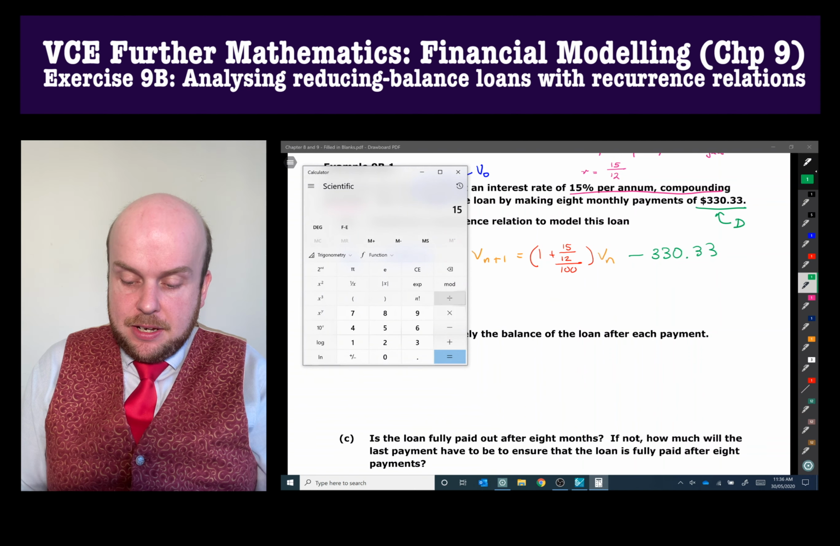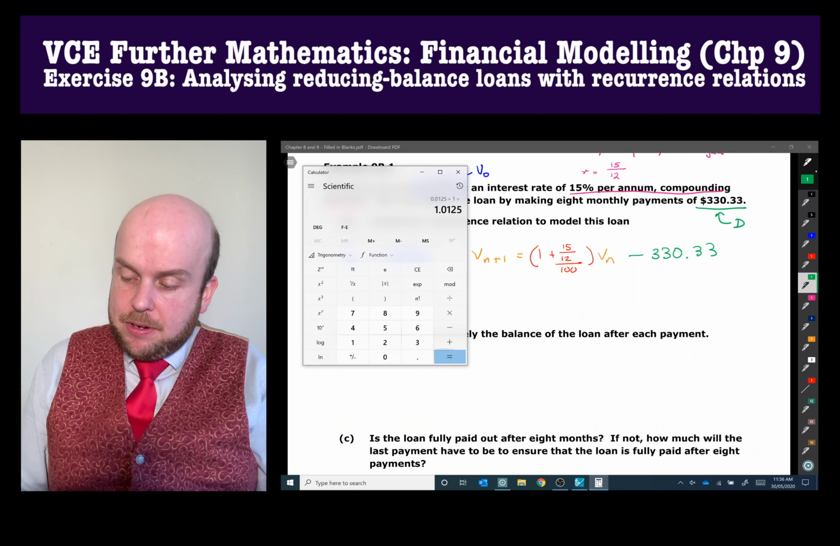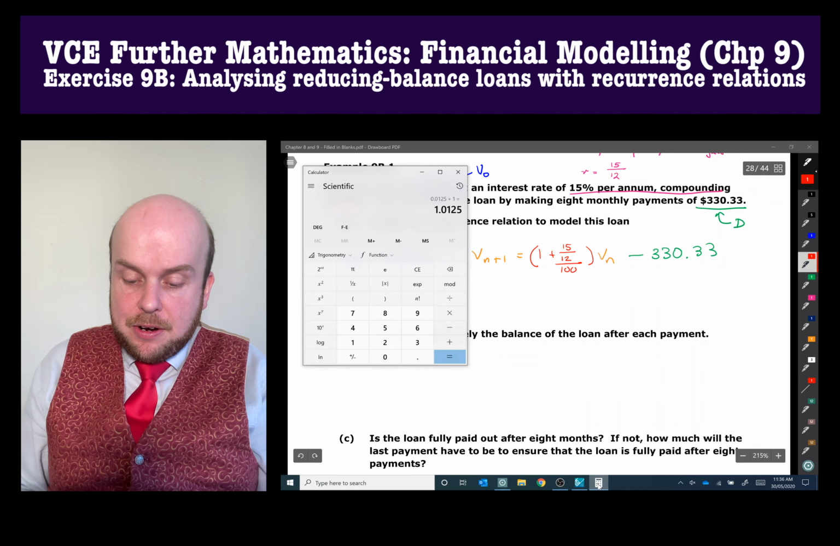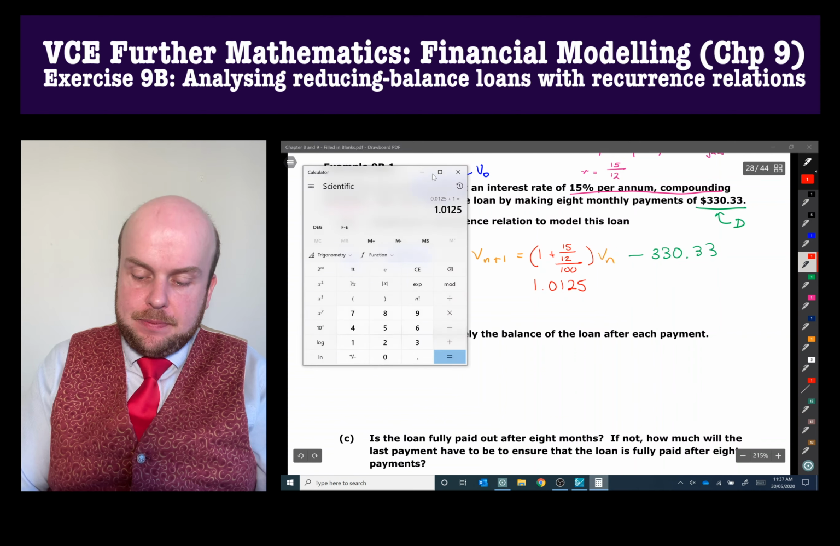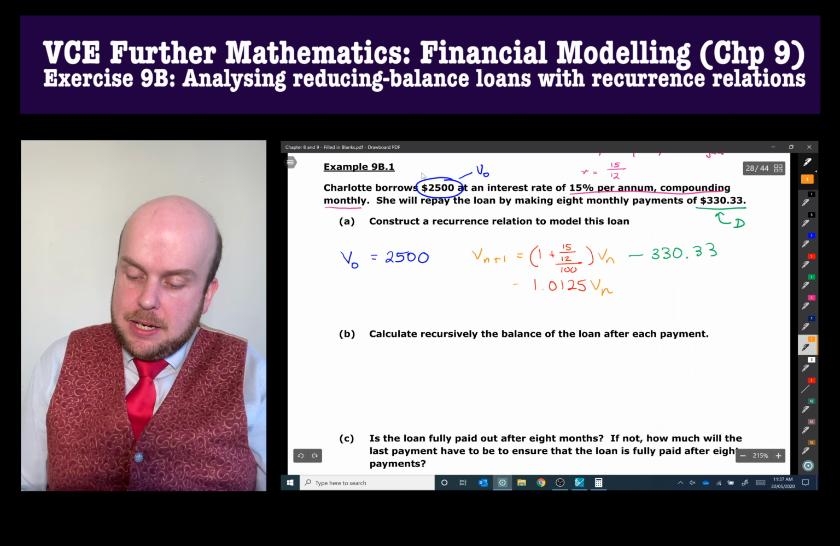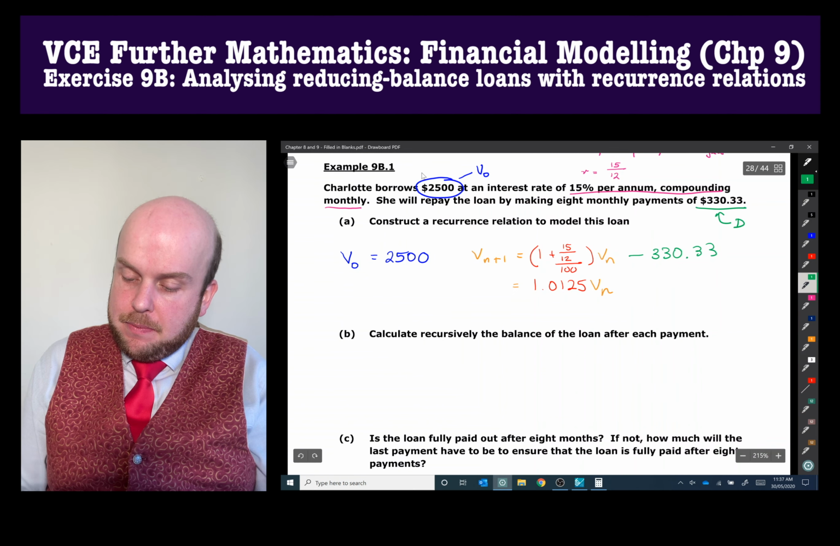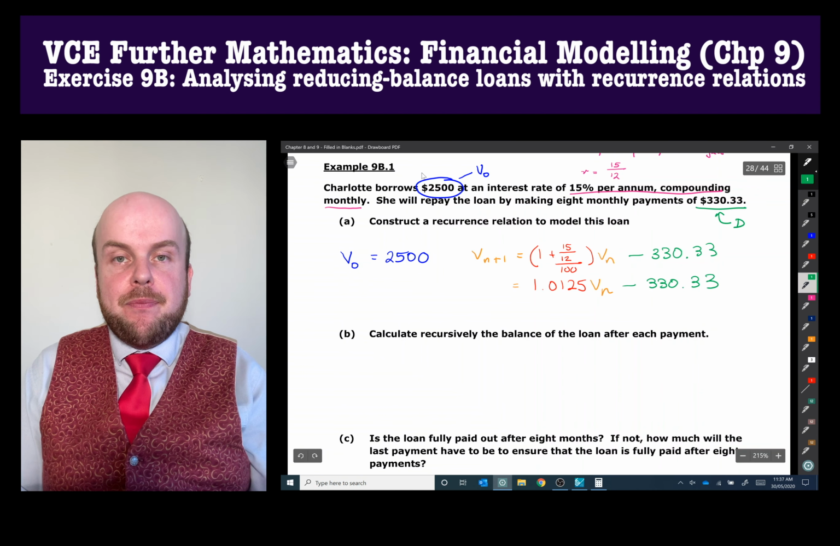So 15 divided by 12 divided by 100 plus 1, and we have got our value for R. R is 1.0125. So Vn plus 1 equals 1.0125 times Vn minus 330.33.